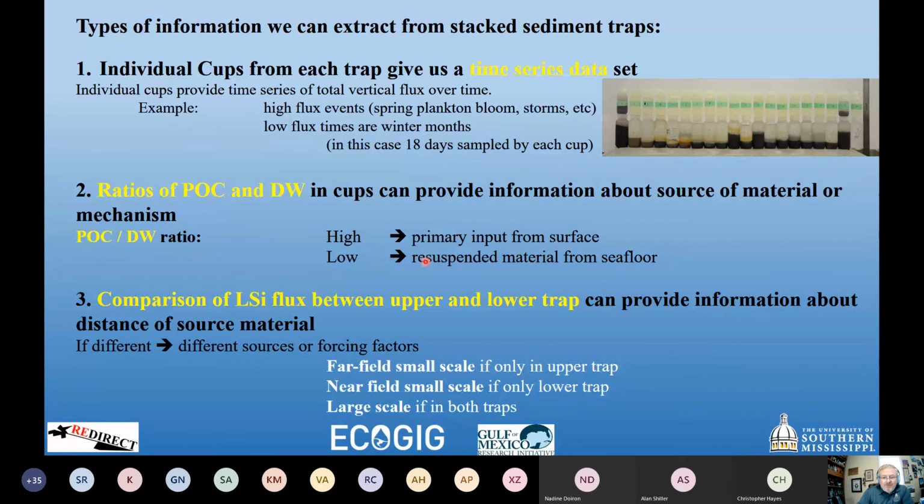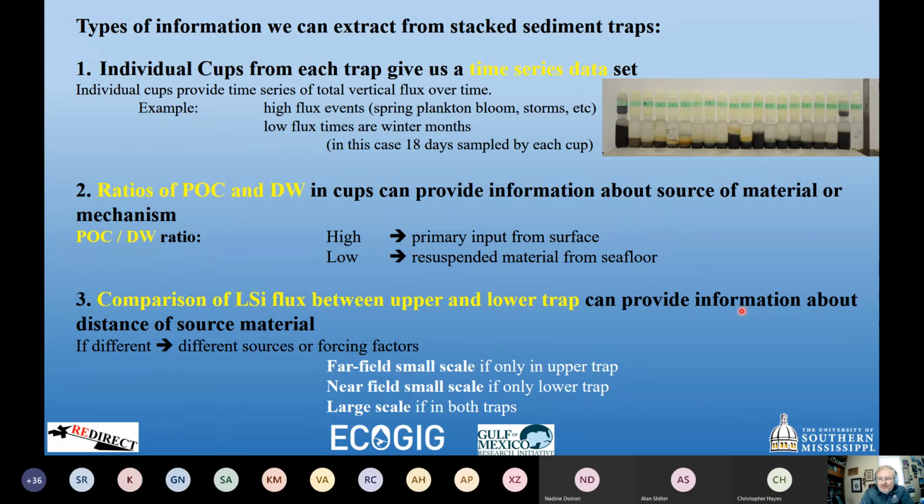Now, if you take the same samples and look at the previously mentioned POC and dry weight ratios, if it's a high particulate organic carbon ratio, we probably have an input from the surface with fresh organic material, primary production. If the ratio is low, it means there's not much particulate organic carbon in there, and we assume that we have resuspended material from the seafloor. Same thing with LSI, or lithogenic silica.